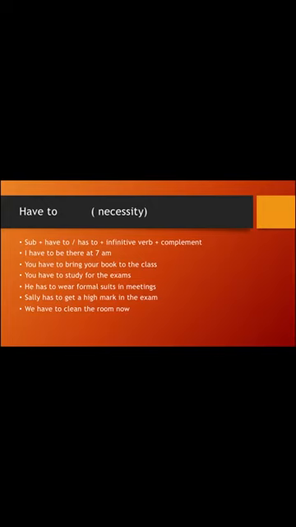Sally has to get a high mark in the exam. It's necessary for Sally to get a high mark in the exam. She doesn't have a choice. And Sally is singular, so we use has. We have, sorry. We have to clean the room now. We don't have a choice. It's something we have to do at this moment. We don't have a choice to not do this thing. So have to is for obligations or necessity.